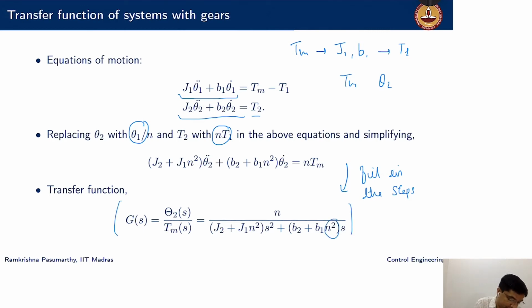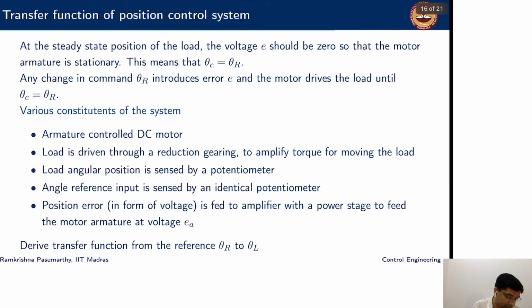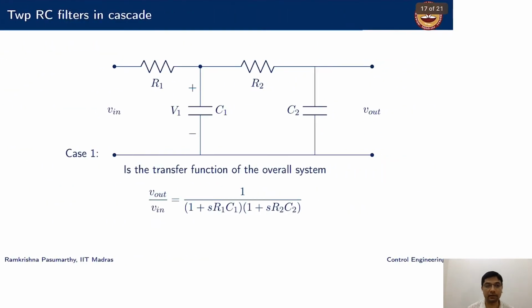Now with gears, the key here is how this n square term appears here. We will use this n square term in a more complex example where I have a position control system where I have to maintain a certain desired theta r. This is my actual position system, which goes through a motor again via a gear, and this should be my output.